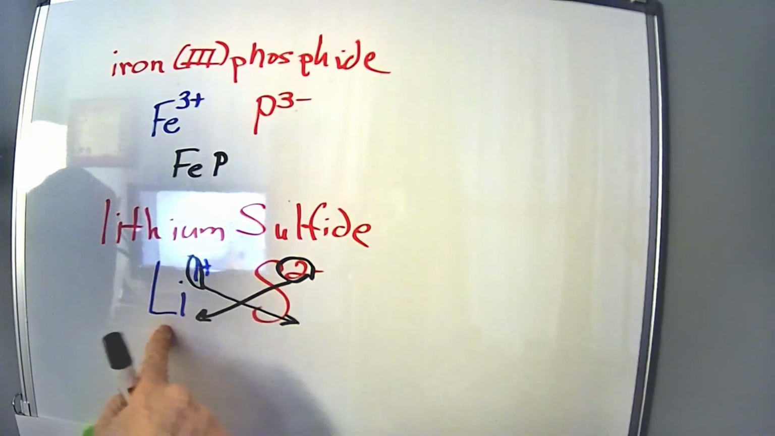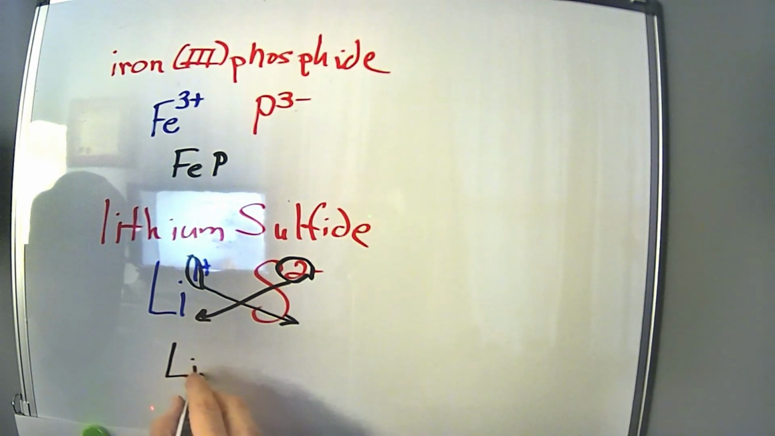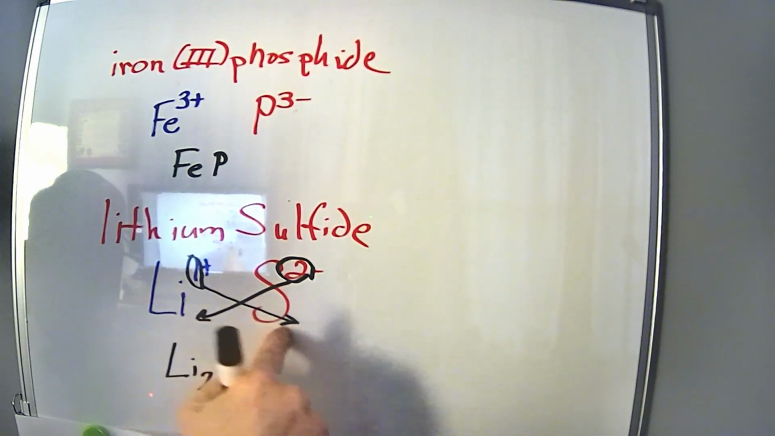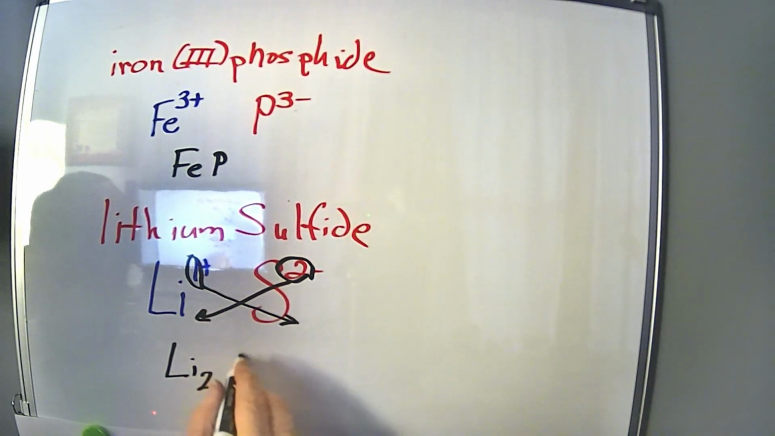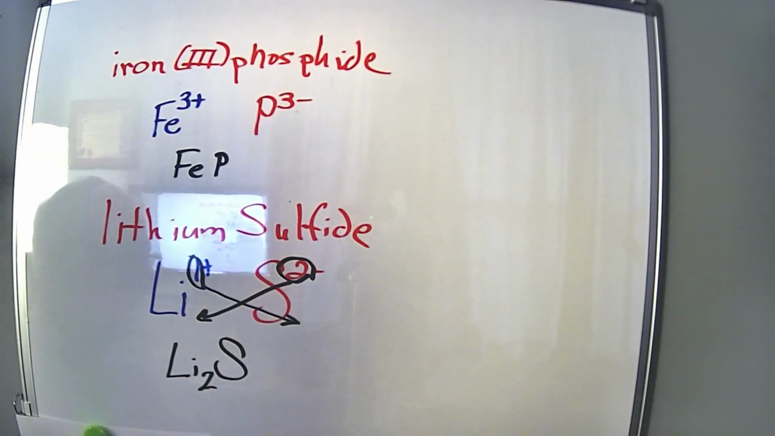So lithium, I'm going to have two ions, and sulfur, I'm just going to have one. Sulfide, I'm just going to have one. And since there's just one, we don't put a subscript. If there's no subscript written, it's understood to be one. So this one would be Li2S for lithium sulfide.